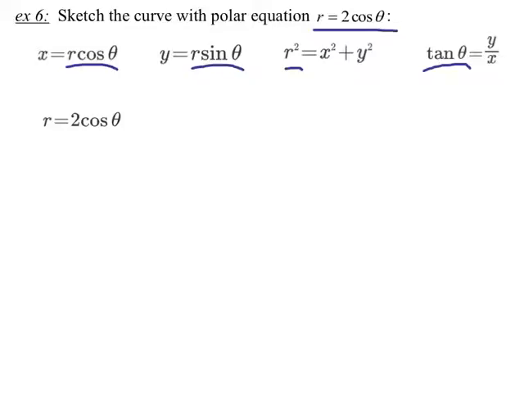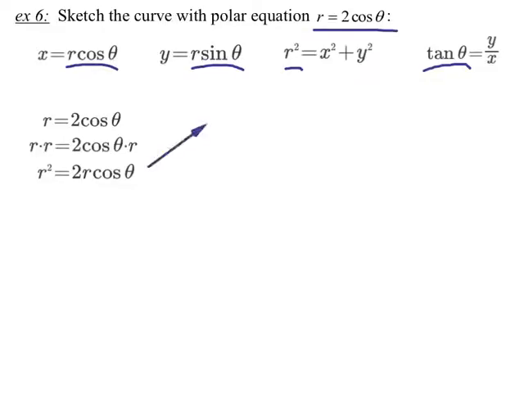So a better solution would be to multiply both sides by an r. And then I get an r squared on my left side, same as I would if I square it. But on the right side, I end up with an r cosine theta, which is much better. So I multiply both sides by r, and that gives me r squared equals 2r cosine theta, and I'm ready to swap some things out.